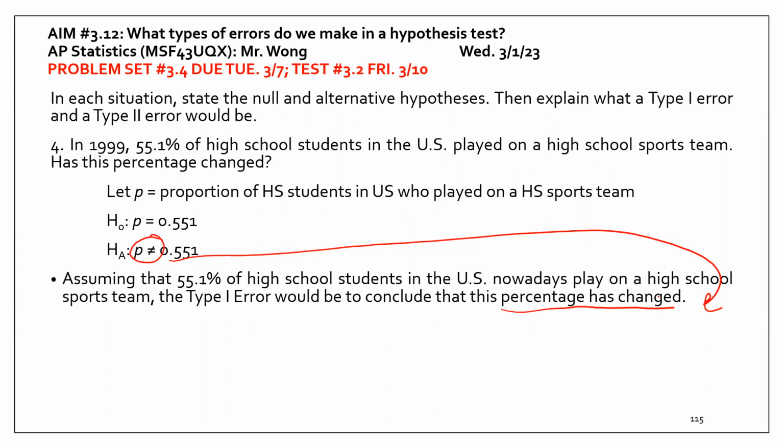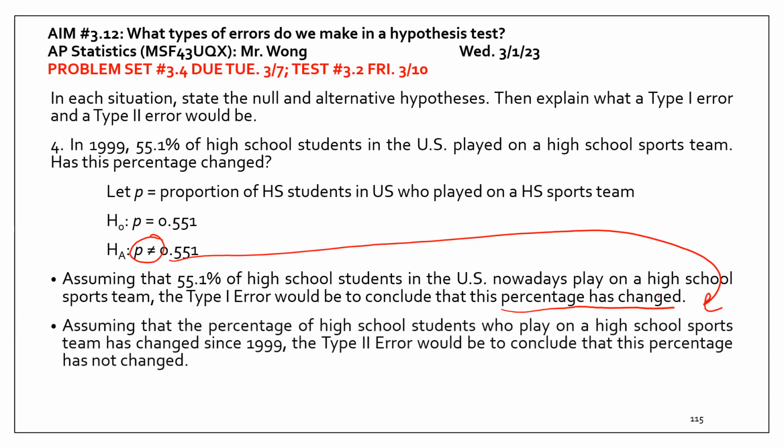So what would a type 2 error be? A type 2 error would be to conclude that the percentage has not changed. And so we can copy the rest of the language here. And so a type 2 error would be talking about the null hypothesis. And so we would put that here, that the percentage has not changed.